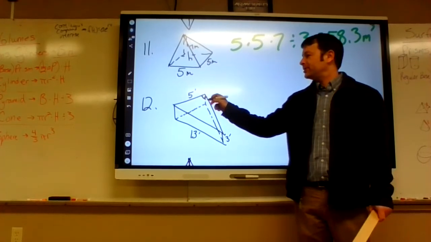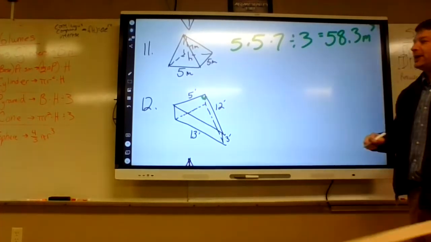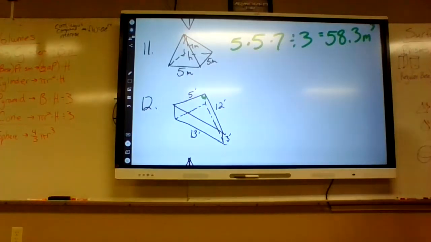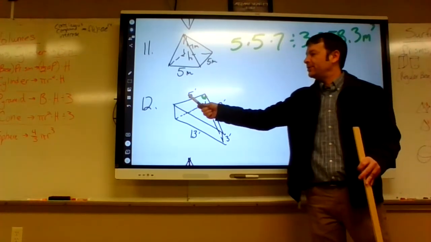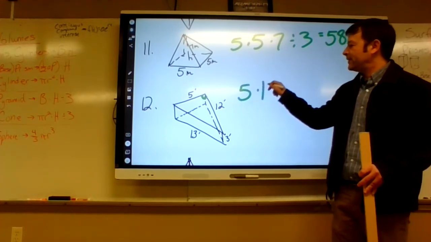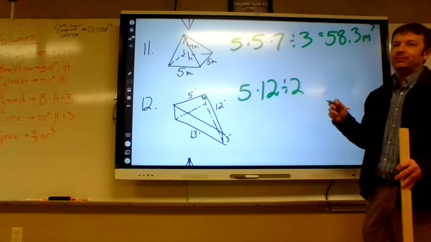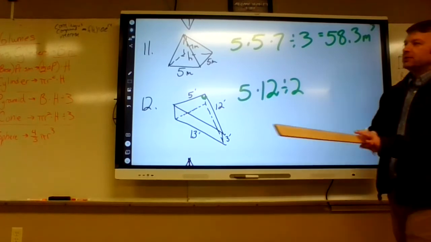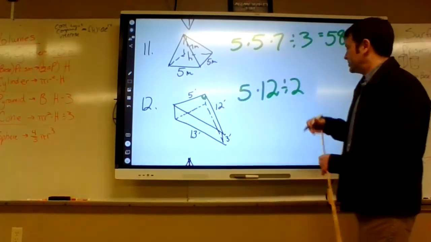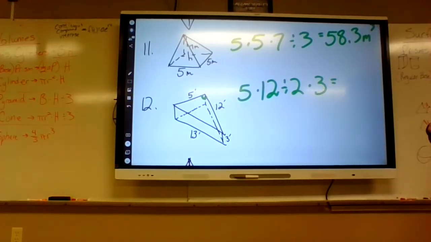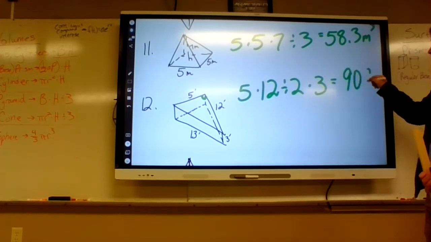I did not draw this very well, but there's supposed to be a right angle right here. So, how can I find the area of the base? You can do 5 times 12 times height, and then divide by 2. If this is a right angle, yes, we can use 5 and 12 for the base and height of the triangle. So, the area of the triangle is 5 times 12 divided by 2. Remember, on triangles, you have to divide by 2. That is just for the base. So, then you can multiply that by the height, which is 3. 90. Yeah, that's what I got.